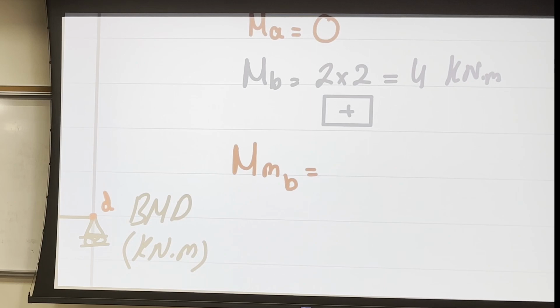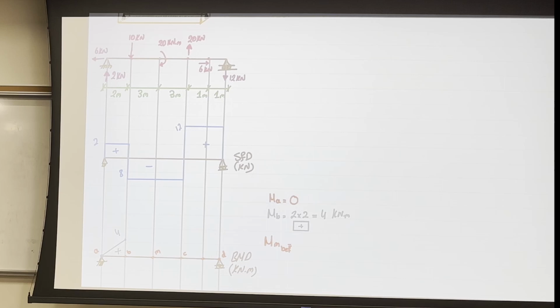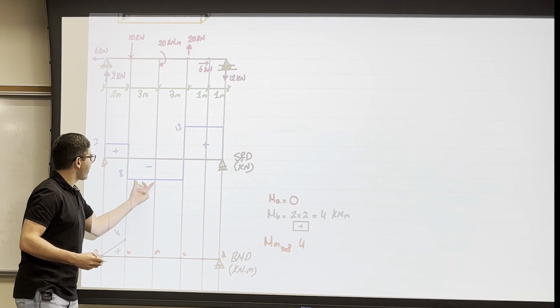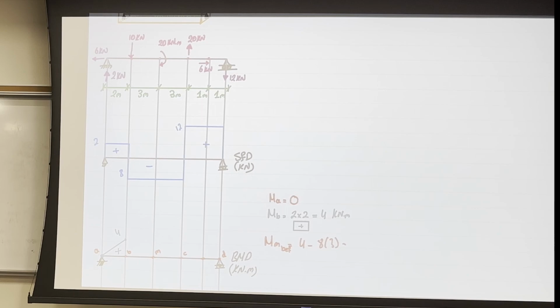So moment at M, I want to calculate all the areas from the left. What you can do, you can either say 2 times 2 minus 8 times 3, or 2 times 2 is already MB, right? So MM is equal to MB, which is 4, the area of that part, then minus this area, which is minus 8 times 3. So 4 minus 8 times 3, I do have minus 20. So I will go down at M to minus 20.